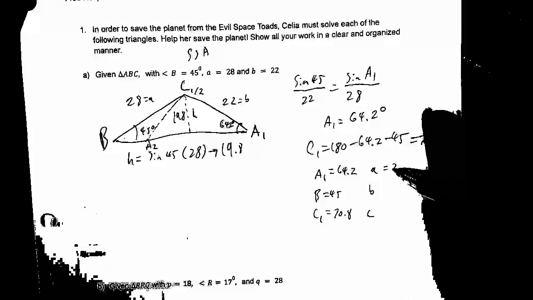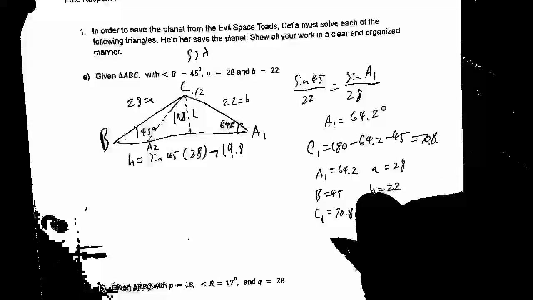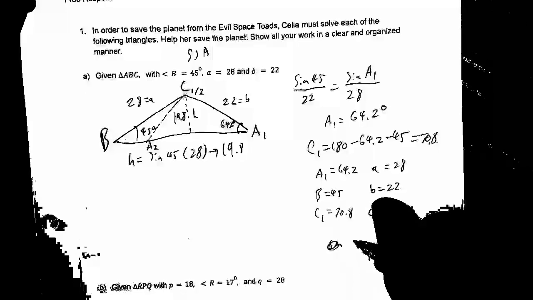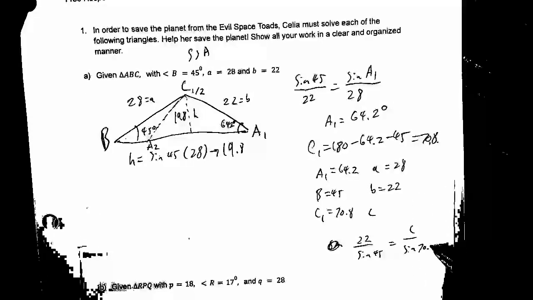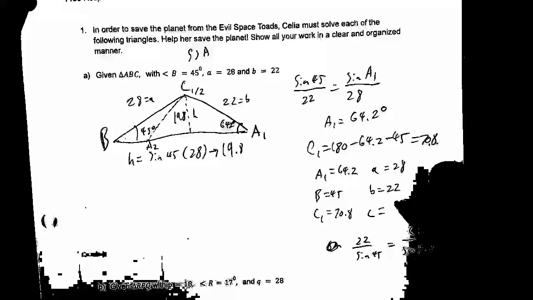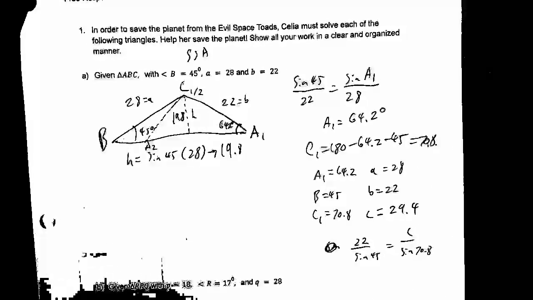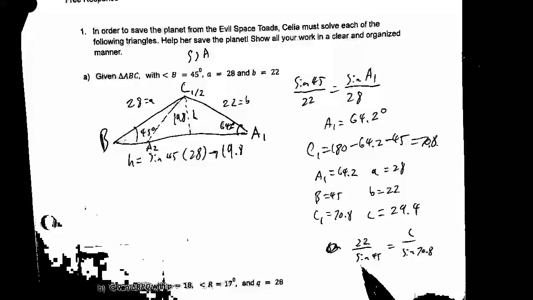Little a is equal to 28, little b is equal to 22, and little c we can solve using law of sines. So we'd say 22 over sine 45 equals c over sine 70.8. We get c is 29.4. A good thing to check is to make sure that the larger angles are associated with the larger sides and the smaller angles with the smaller sides. So this triangle is done.